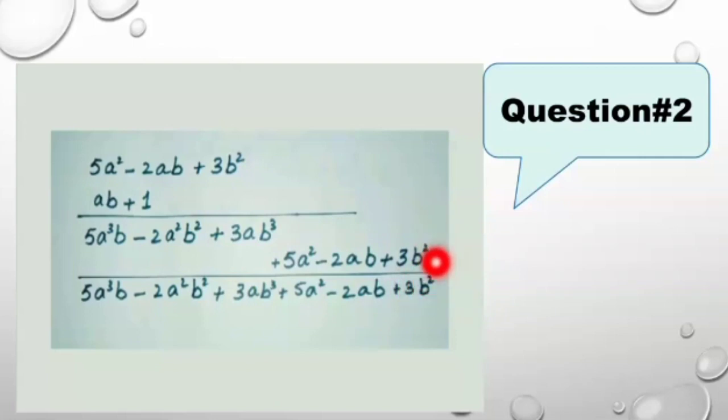Now add these two expressions. You can see that again there is no like term in this question, so I have written all these three terms at the side. Now add these two expressions. 3b square minus 2ab plus 5a square plus 3ab cube minus 2a square b square plus 5a cube b. This is the answer of question number 2.